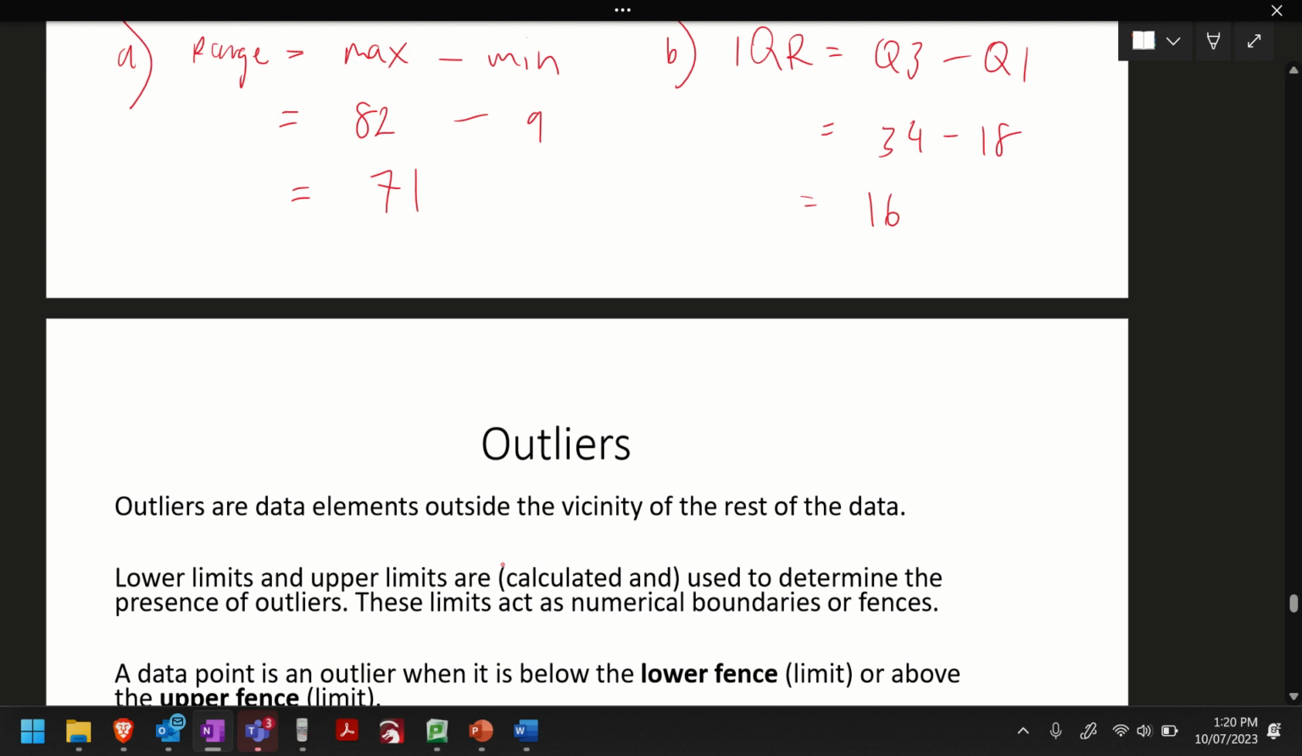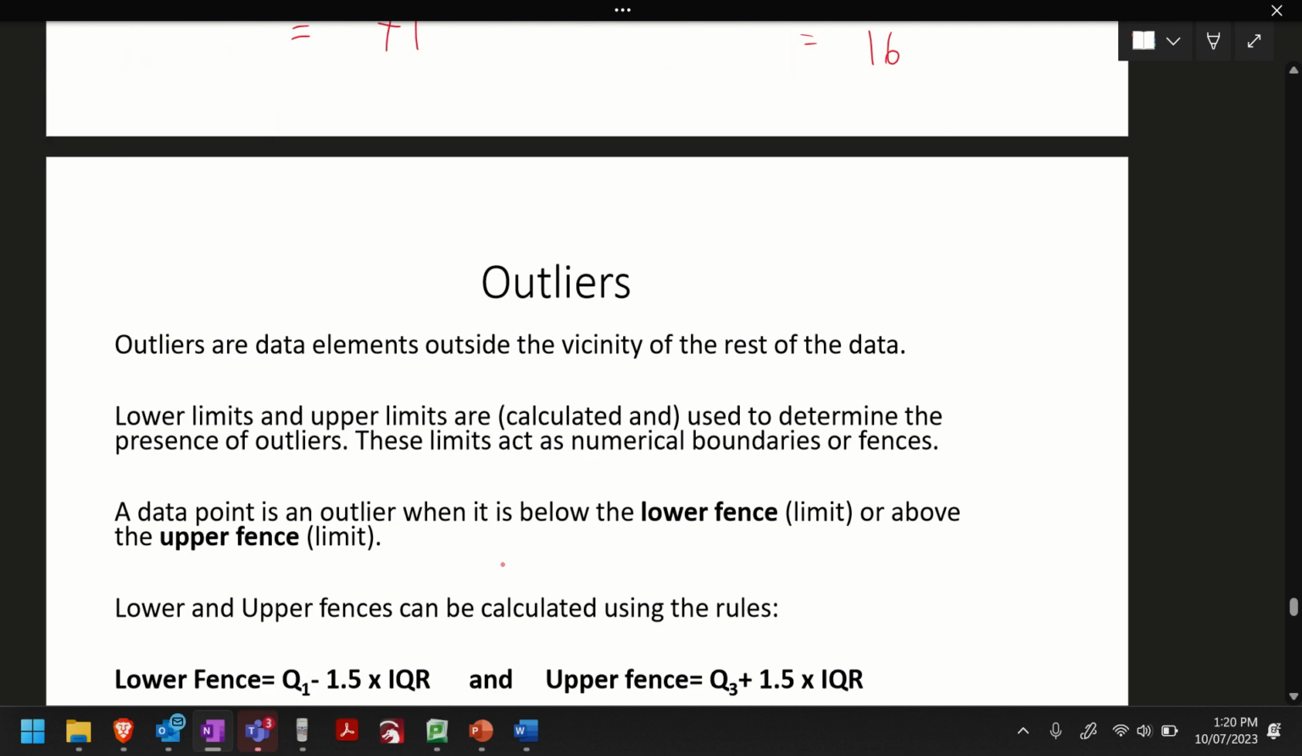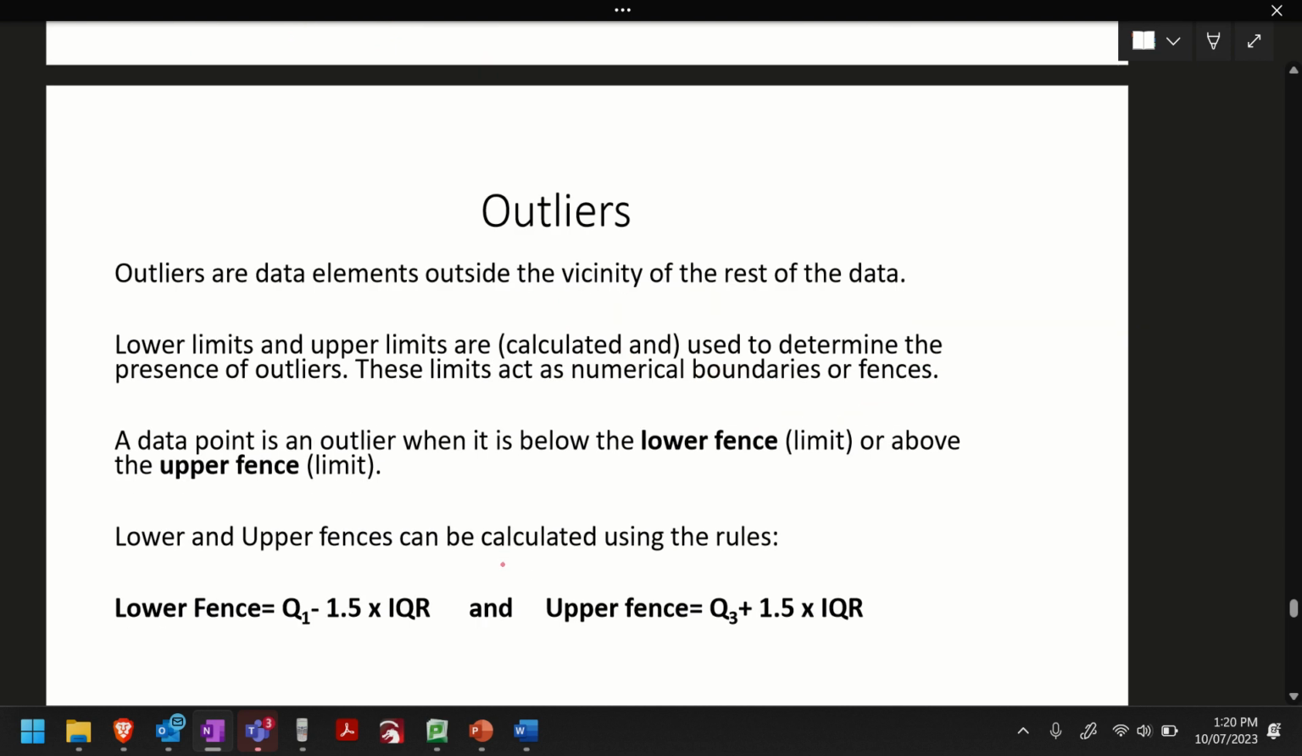42. Outliers, okay, so if you look at this, as Sam mentioned, it's data that is outside of the rest of the data. Okay, so 32. Data that's outside of the rest of the data. Now, there is a way to determine it. You can have an outlier that's above the data or an outlier that's below the data.